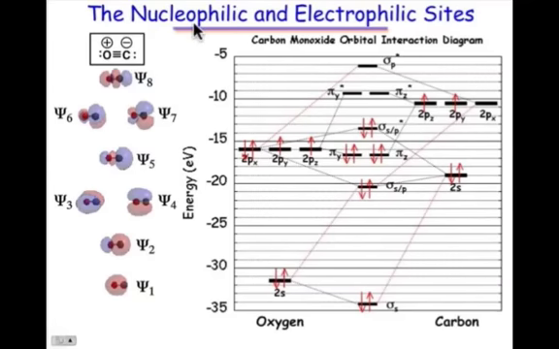Now let's use this molecular orbital diagram to identify the nucleophilic and electrophilic sites. Nucleophilic sites are the most energized electrons. The most energized electrons will be the highest energy electrons that we can find. Those are the most nucleophilic, the most reactive electrons, and they appear to be here. Similarly, electrophilic sites are those orbitals that are the lowest lying and that are empty.